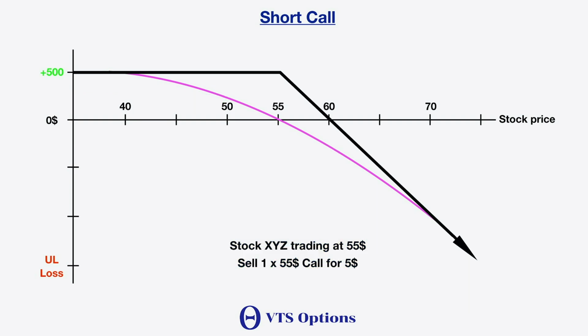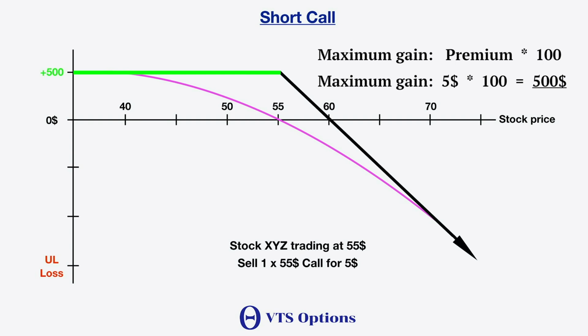So a few things we can highlight here. First of all, the maximum gain for short calls is capped at the premium collected. So in this case, we're selling the contract for $5. We multiply that by the options factor of 100 because one contract represents 100 shares of the underlying, and we see that our max gain is $500.